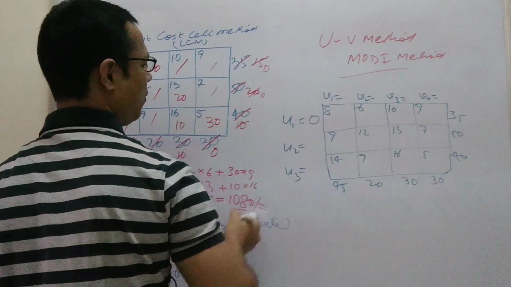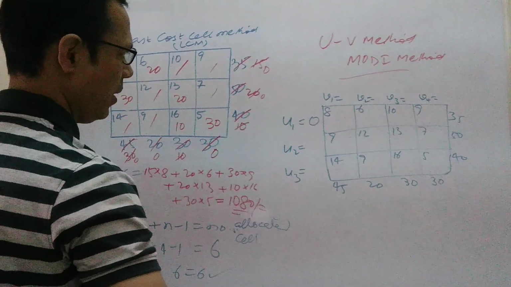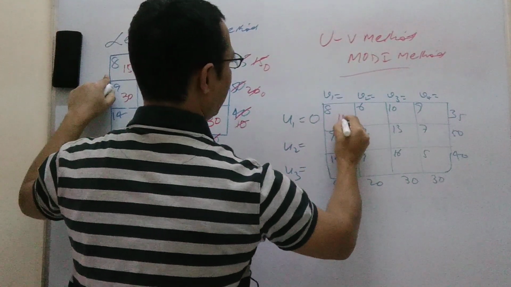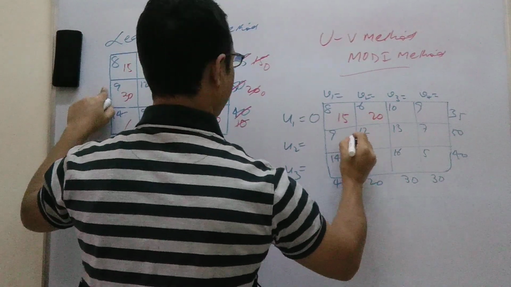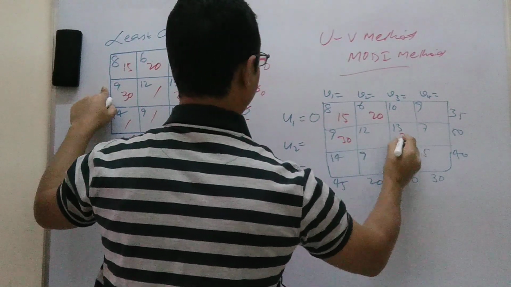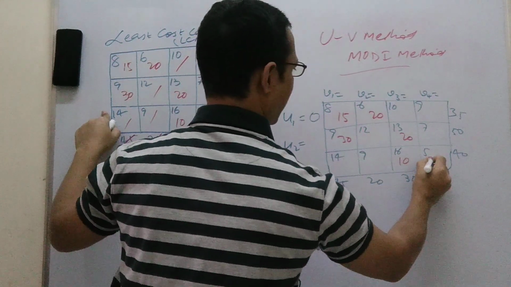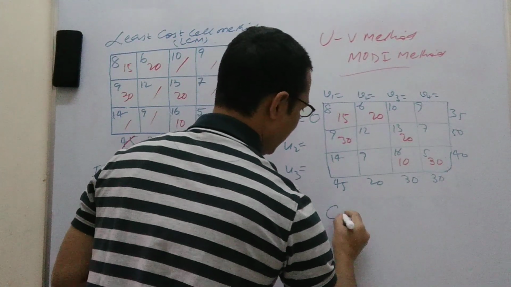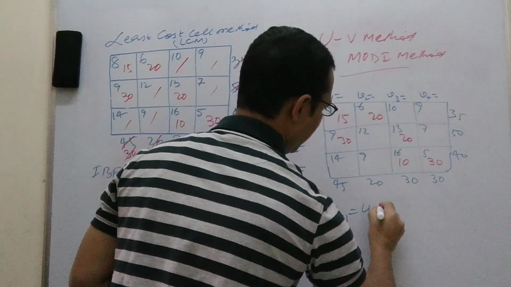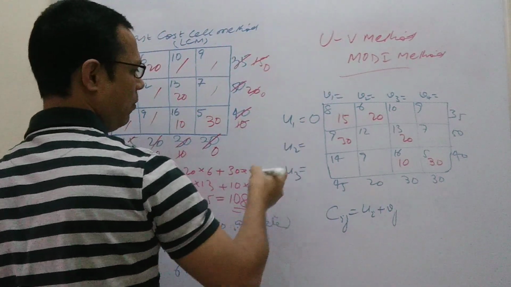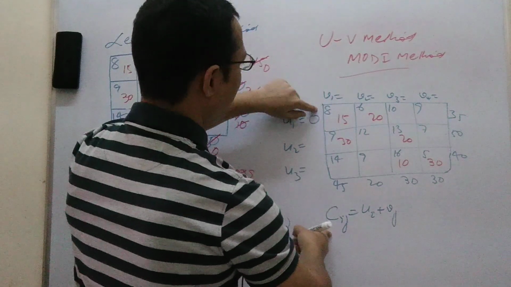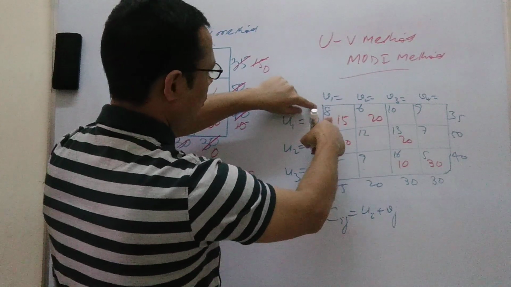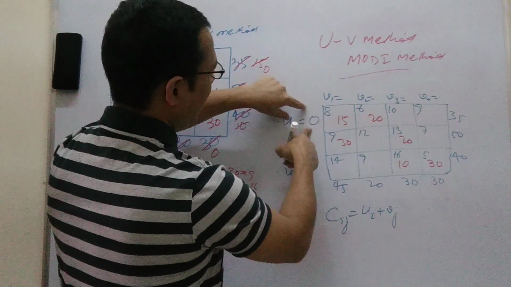Initially, we set U1 as 0. This is fixed. Now, which cells are the allocated cells? These cells are allocated: 20, 30, 20, 10 and 30. To find the U and V values there is a formula: Cij is equal to Ui plus Vj. It is very simple. Cij is the per unit cost, which I have already given in each cell. So 8 is the per unit cost, and we need to add these two values.